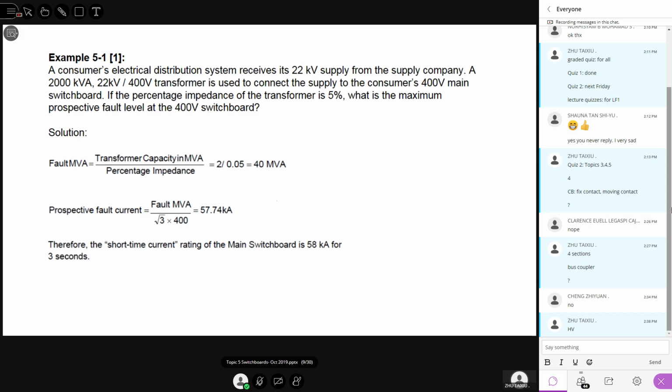Now here's one, actually a fault calculation. I believe all of you know how to do it already, but anyway, I will quickly go through this question. A consumer electrical distribution system receives its 22 kV supply from a power company, and a 2 MVA, 22 kV, 400 volt transformer is used to connect the supply to the consumer's 400 volt main switchboard. So from this description, you can draw a diagram actually.